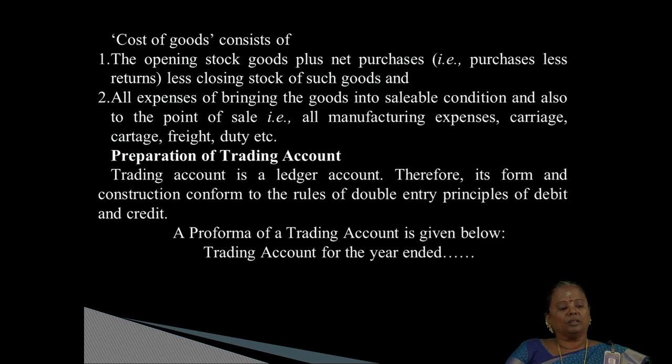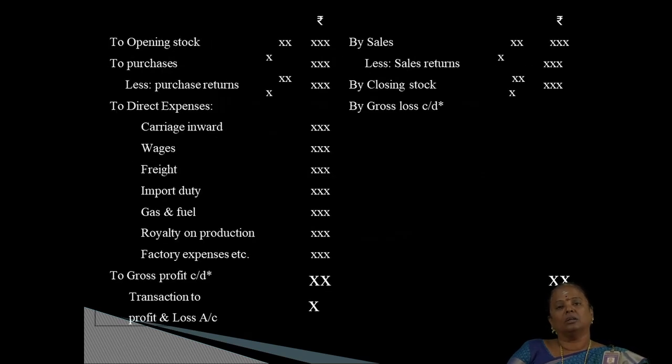Here I can give the format of the trading account. In that, first we have to debit the opening stock and purchases. From the purchases, we have to deduct the purchase returns and debit all the direct expenses which are related to purchases. Here are a few examples of direct expenses: carriage inward, wages, freight, import duty, gas and fuel, royalty on production, factory expenses.